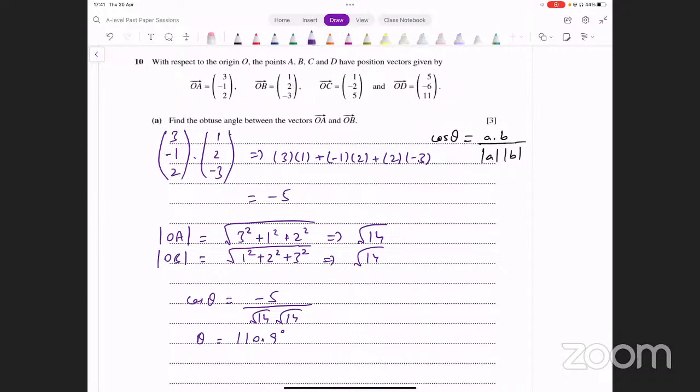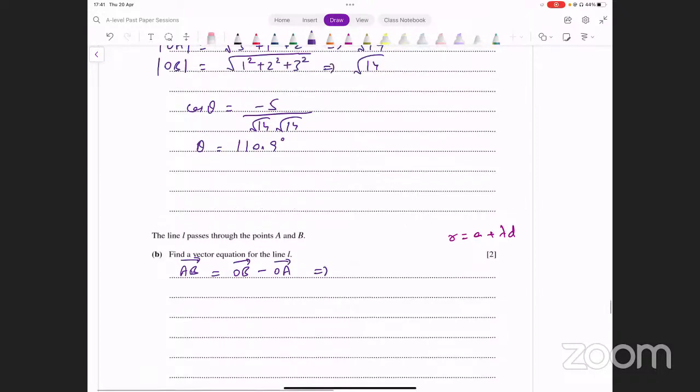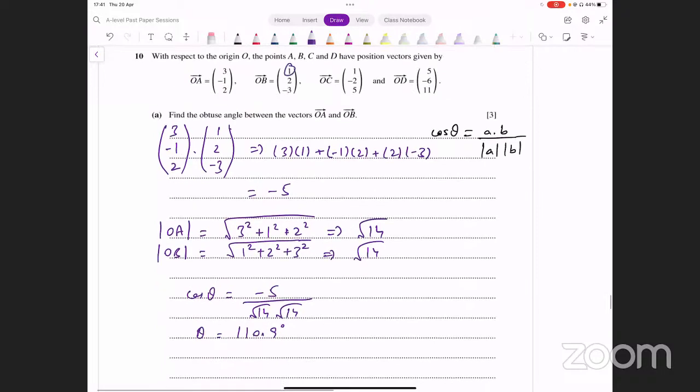You need just one more thing, the direction vector. Remember, what is the form of the vector equation? It looks like this: r equals a plus lambda d, where a is the position vector of any point on the line and d is the direction vector. So you have two points, how will you find the direction vector? Find the vector AB. AB vector, that's going to give you the direction. AB is OB minus OA. Let's figure this vector out and see what that turns out to be. OB minus OA. So 1 minus 3, that gives you minus 2.